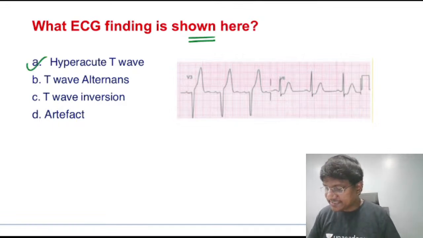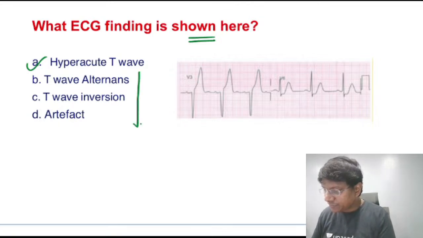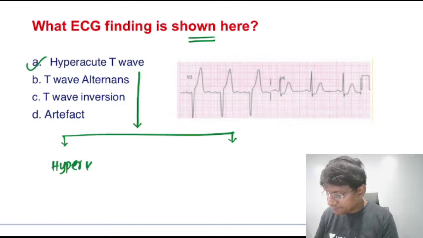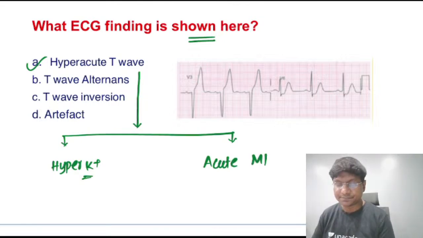Yes, so this is suggestive of the hyperacute T wave. Now, what are the conditions where you can have the hyperacute T wave? There are two conditions where you can have hyperacute T wave. One is hyperkalemia, right? And the other one is in case of acute myocardial infarction.